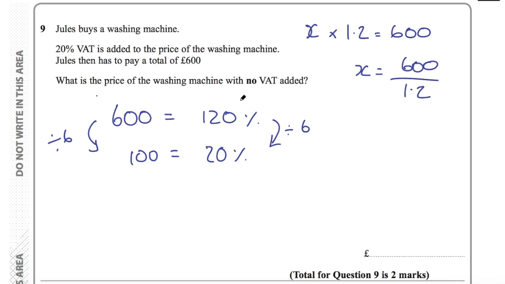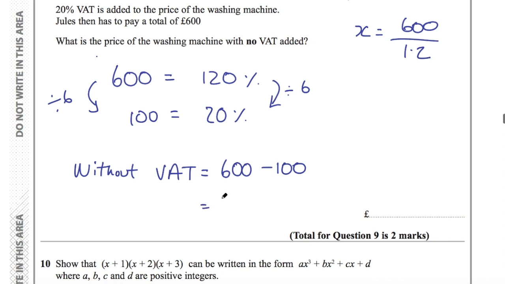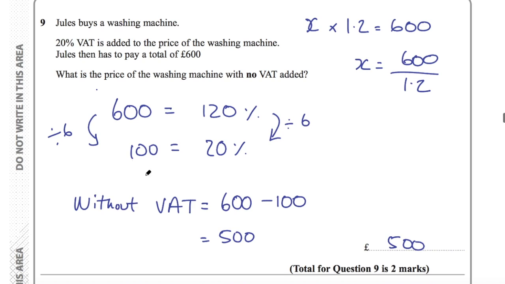So if I want to find the price without VAT, I can take away 20% from 600, which was 100. So 600 take 100 is going to equal 100%, which is £500. So there I haven't had to do any difficult calculating. All I've done is divide by 6 and take away 100. So let me know which method makes more sense to you, which one you'd prefer in a non-calculator paper.